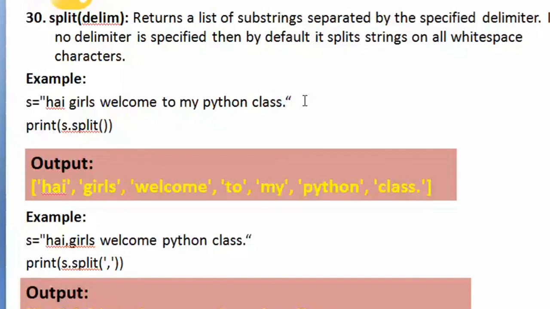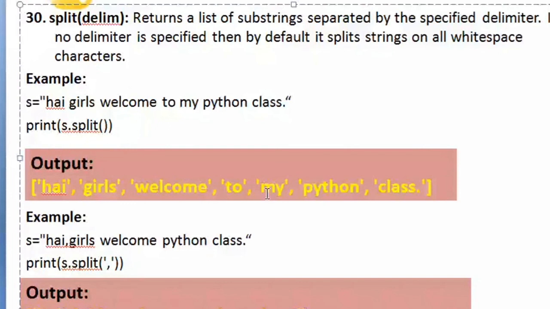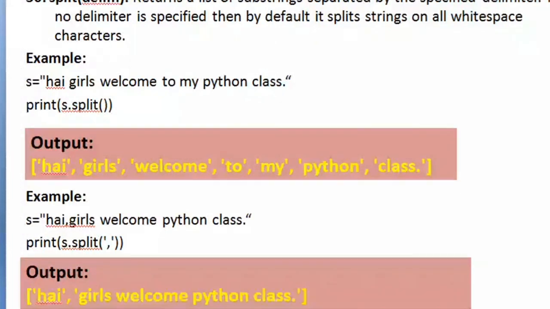You may be asked to do this in your applications. Like I have taken a string as hi girls, welcome to my Python class, and then I said s dot split. Now here, as I said, it returns a list. So it is returning a list for me, which is in square brackets. Based on the white spaces, it has split all my words into elements of the list, and it is giving me a list as an output.